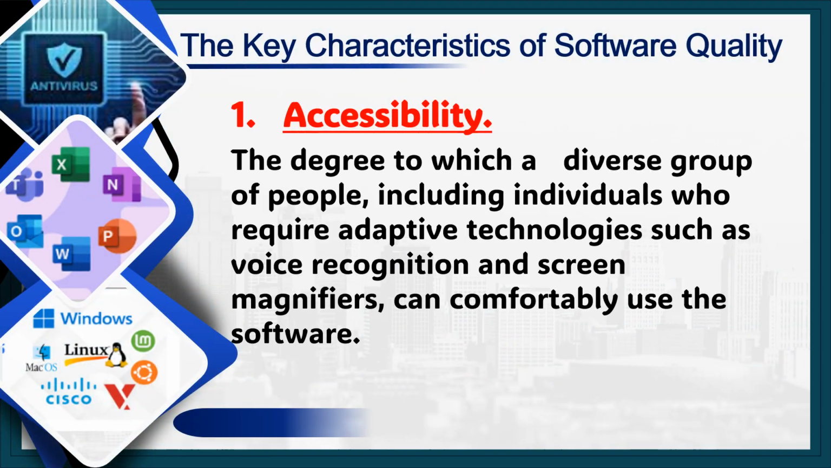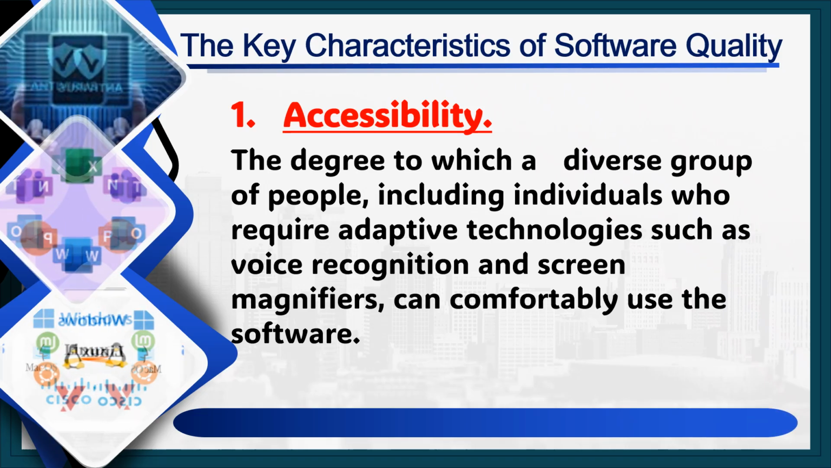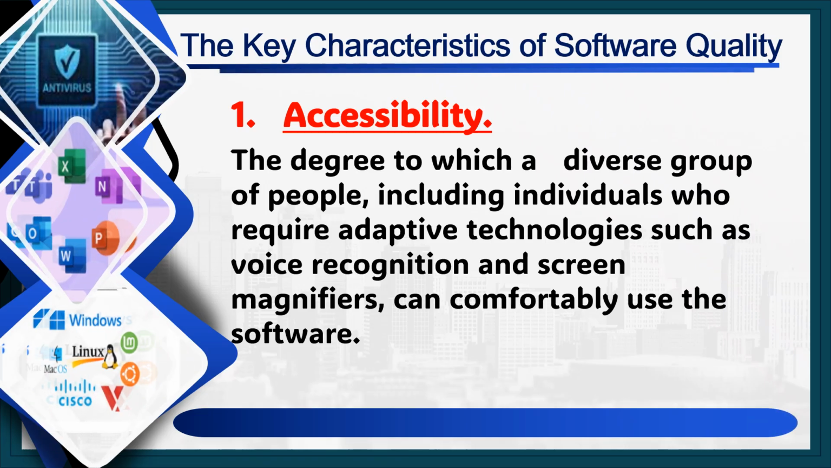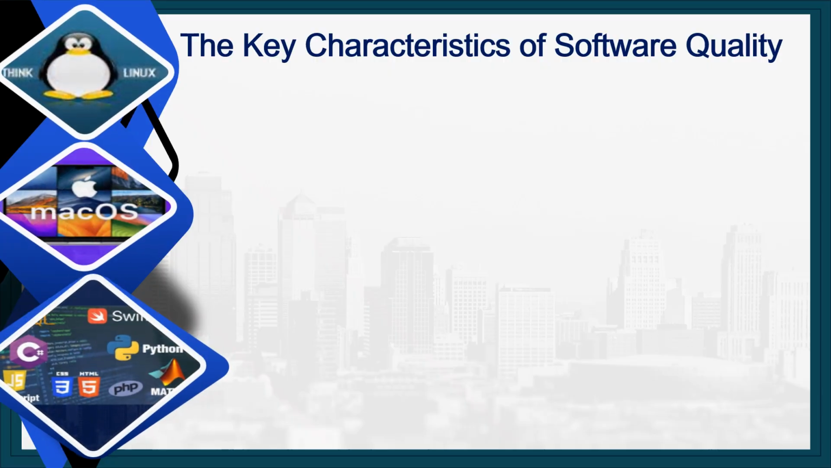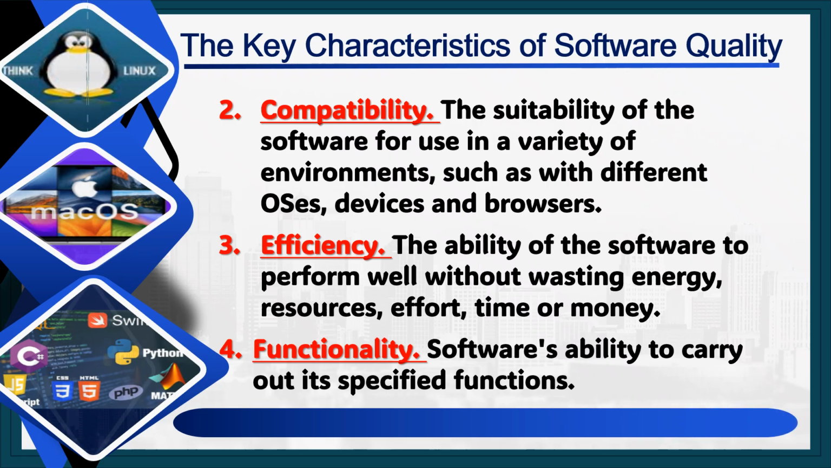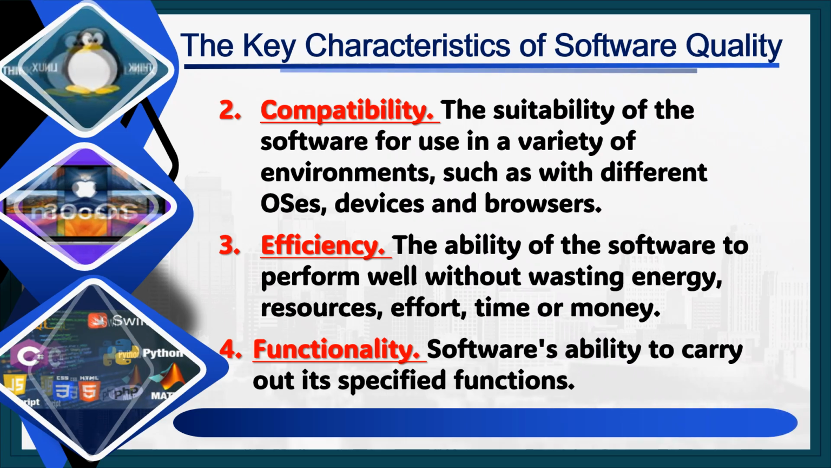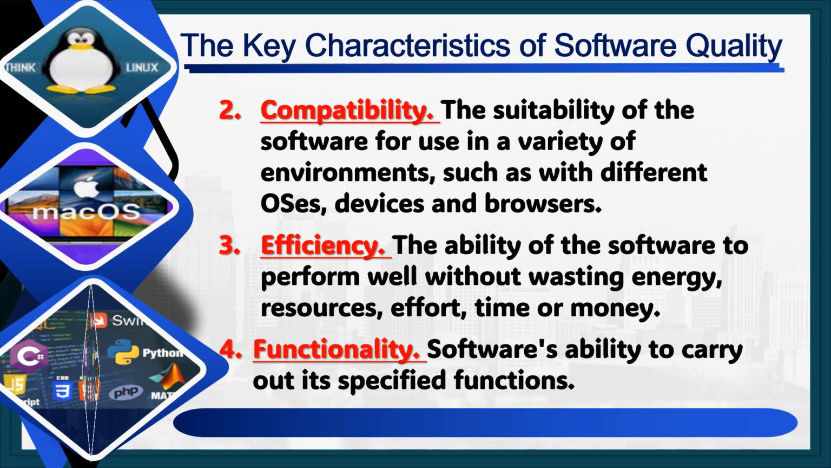The following are the key characteristics of software quality. 1. Accessibility. The degree to which a diverse group of people, including individuals who require adaptive technologies such as voice recognition and screen magnifiers, can comfortably use the software. 2. Compatibility. The suitability of the software for use in a variety of environments, such as with different OSes, devices, and browsers. 3. Efficiency. The ability of the software to perform well without wasting energy, resources, effort, time, or money.